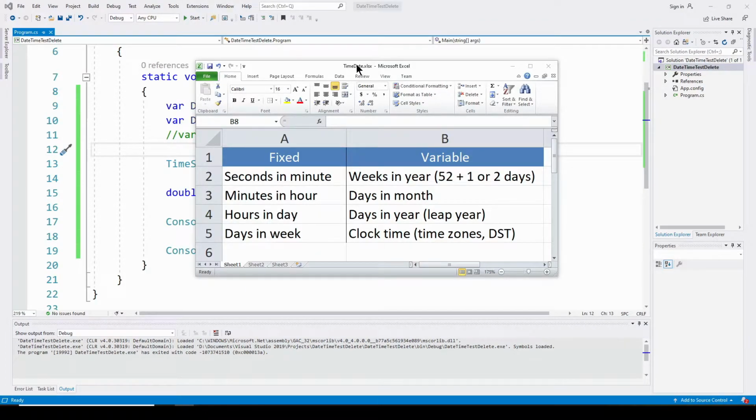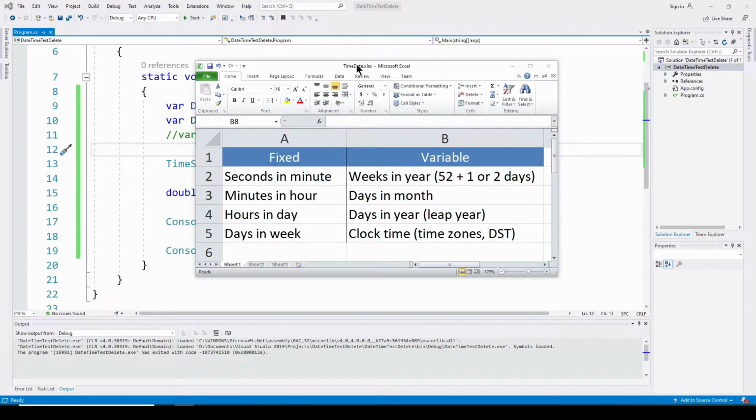Okay, so welcome back. In this video, we're going to talk about C# DateTime calculations and durations and intervals and clock times and stuff like that. It can get very, very confusing when you're talking about especially calendar stuff and clock stuff.